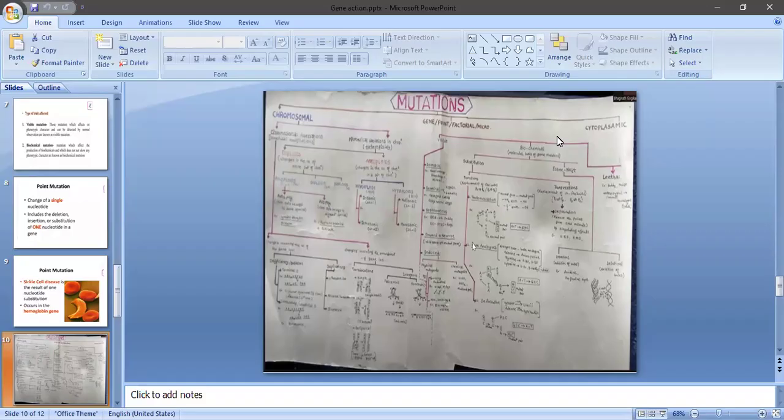The smallest change may involve the addition, deletion, or substitution of a single nucleotide pair in the DNA molecule, which may change the reading frame of the genetic code and ultimately may be manifested as an altered phenotype.